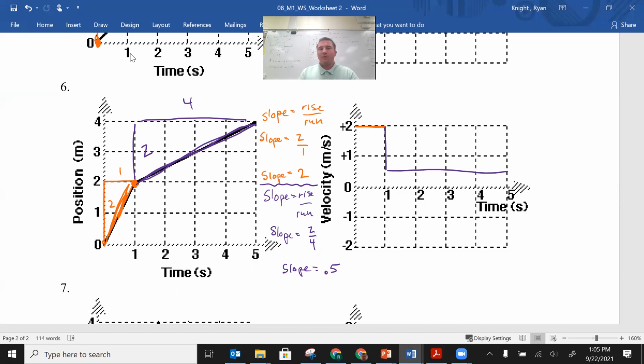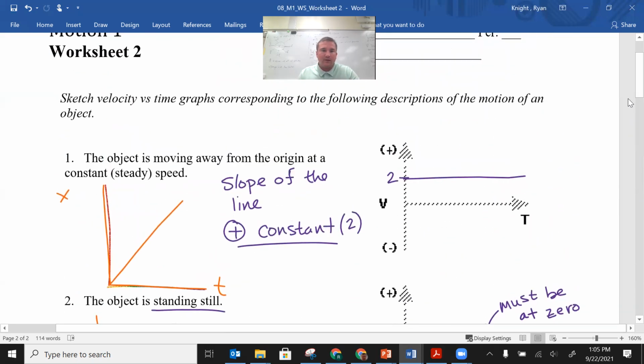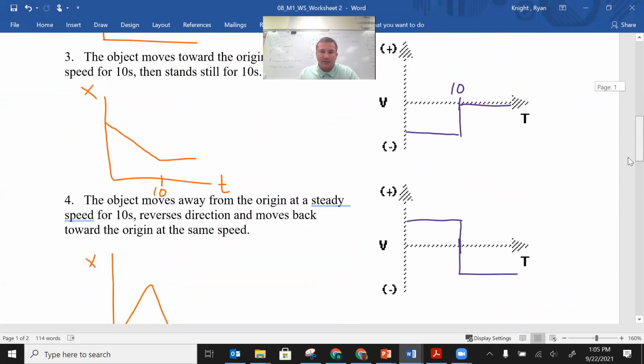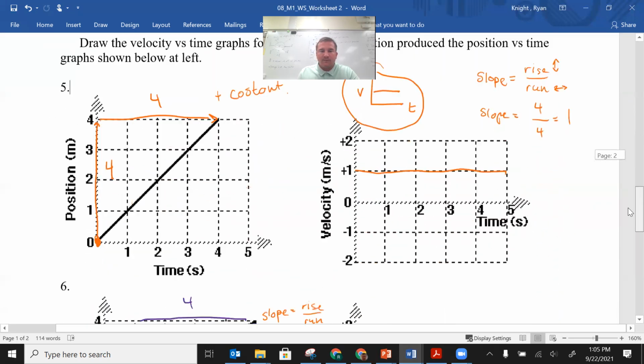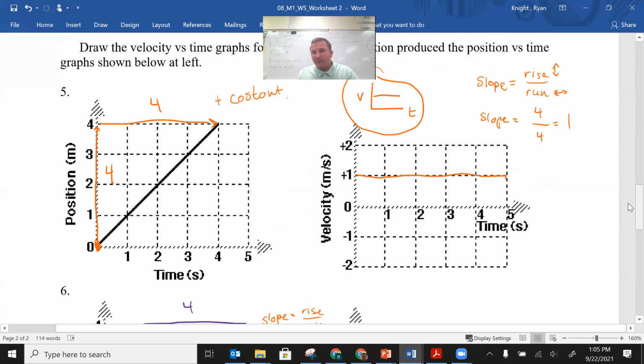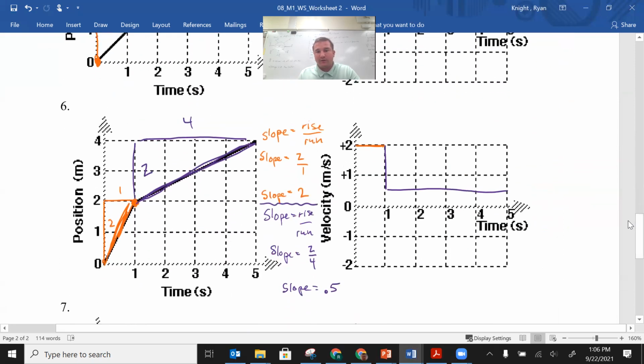So again, we probably knew that a straight diagonal line leads to a flat line on a velocity graph, right? We saw that in our very first question. Diagonal line leads to a flat line above the axis. We see it here again. Diagonal line leads to a flat line above the axis. Here we see it again. But we're doing it a little bit more specific now. We can actually calculate the slope, right? Rise over run. 4 over 4 gives us 1. We can put that in there. 2 over 1 gives us 2. So we start with 2. 2 over 4 gives us a half. So we have to drop down to a half.